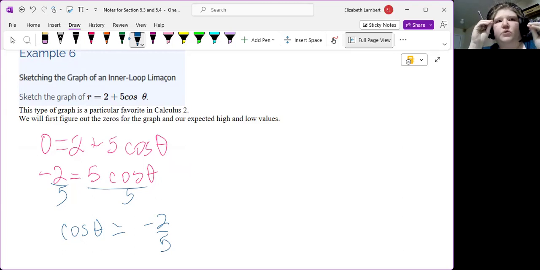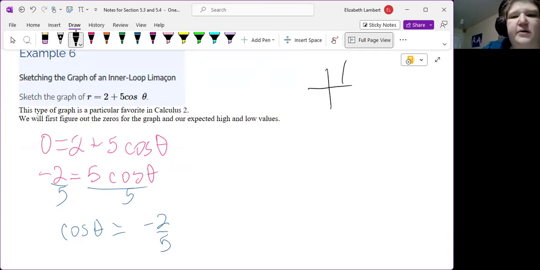But remember, in trig functions, there's always 2 spots where a thing happens. So we want to think about our, all students take calculus. Cosine is positive in quadrants 1 and 4. This is negative. So I'm going to have a quadrant 2 and a quadrant 3 angle that make this guy true.